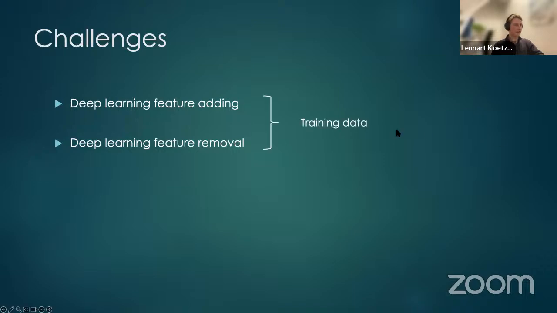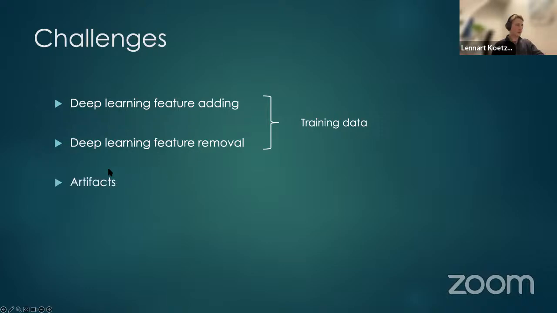I also looked at a possible solution to these feature adding or feature removal problems, which is improving our training data. So we have to include more clinical conditions in our training data. We have to include more types of patients. We have to include more scan parameters in the training data, and this will most likely improve these challenges.